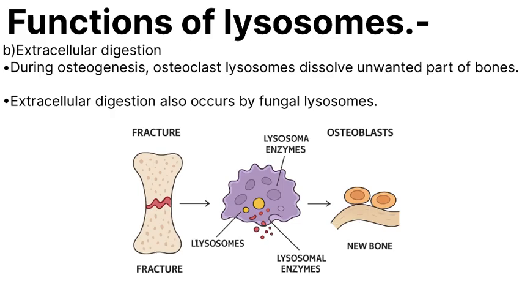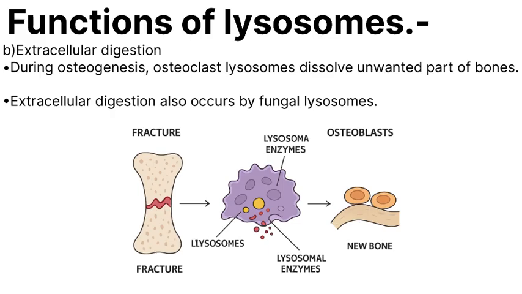During osteogenesis, the lysosomes of the osteoclast cell, which is a bone-eating cell, as I said, dissolve the unwanted part of the bone by performing extracellular digestion, releasing lysosomal enzymes into the lacuna, which is a space beneath the osteoclast cell. By this extracellular lysosomal digestion, the damaged bone is cleared away during a fracture. Without this cleanup, your bone would never heal properly.